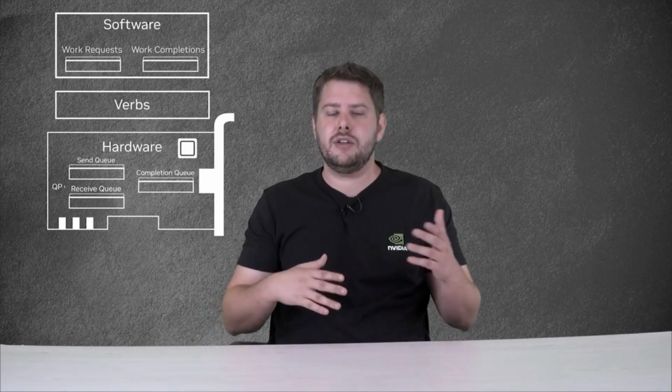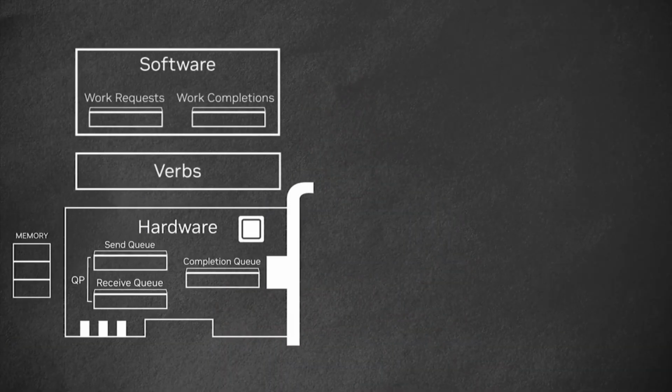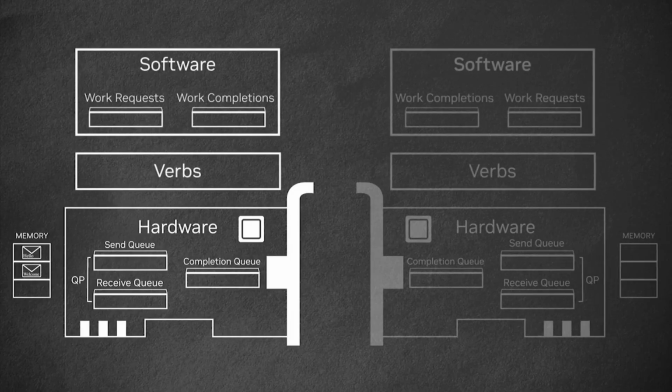Now let's dive into data path flow in RDMA. So previously we covered RDMA API objects. Now let's see a demonstration. On the software level, we have the work requests and also the work completions. Below that, we have the verbs library level, and then the hardware level containing all the QPs and the completion queues. Now keep in mind that QPs contain send and receive queues.